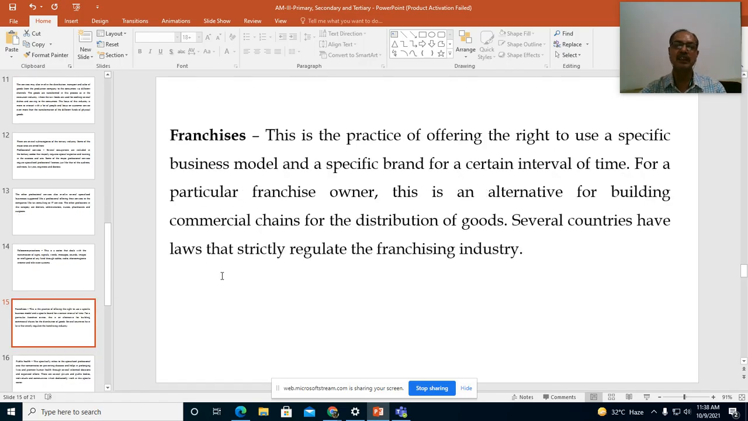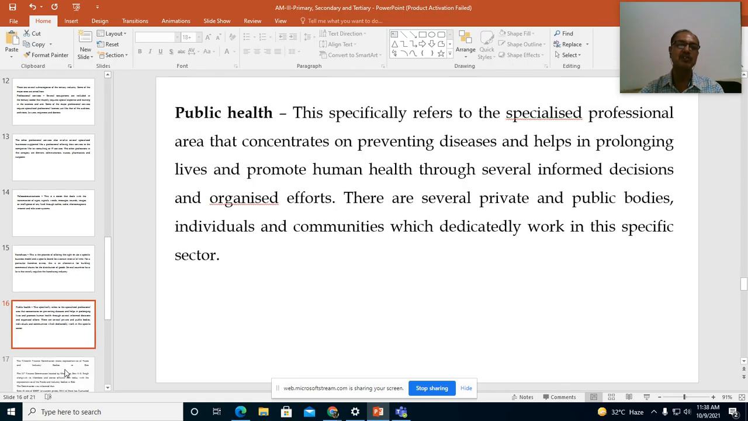The franchise is the practice of offering the right to use a specific business model and a specific brand for a certain interval of time to a particular franchise owner. This is an alternative for building commercial chains for the distribution of goods. Several countries have laws that strictly regulate the franchising industry.